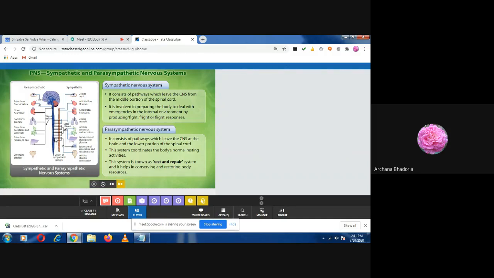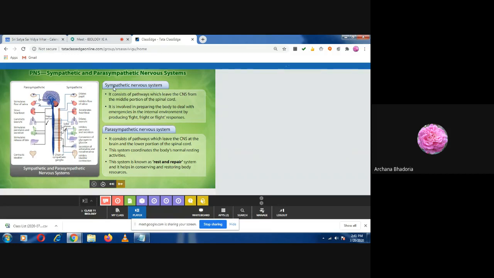sympathetic nervous system. They will be making up which system? The sympathetic. And what do they do? They are involved in dealing with the emergencies in the internal environment. That is fight, fright, or flight responses.